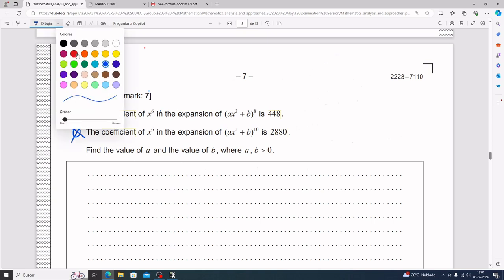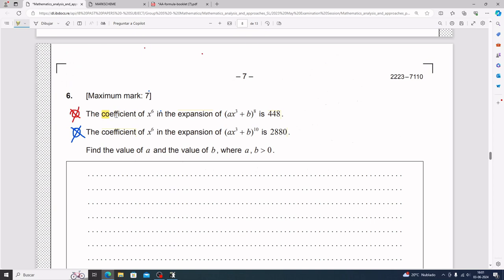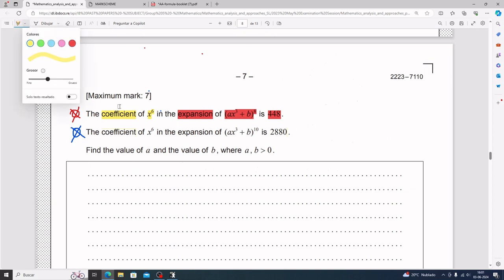What's in red is that the coefficient of x to the power of 6 in this expansion that I'm putting in red is 448, okay? On the other hand, they also tell you in the part that is in blue that the coefficient of x to the power of 6 in this expansion is 2,880, right?